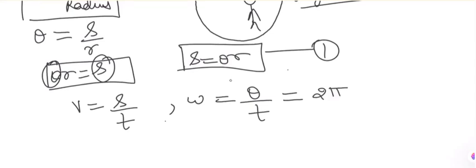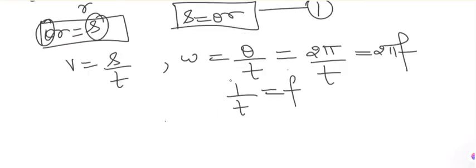Or 1 over T is also written as frequency, so the next formula that you will get for omega is 2 pi f. Like the first equation, I can say that my velocity equals omega times r. So this is the connecting formula for linear and angular, and this is the actual formula for finding omega. Understood?